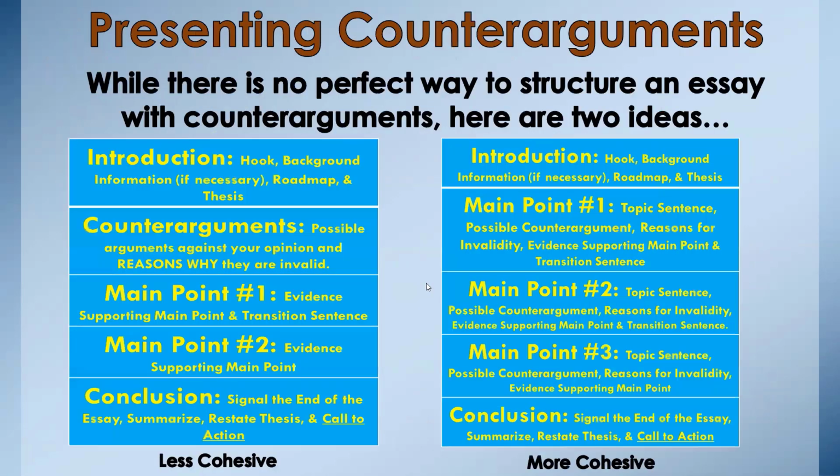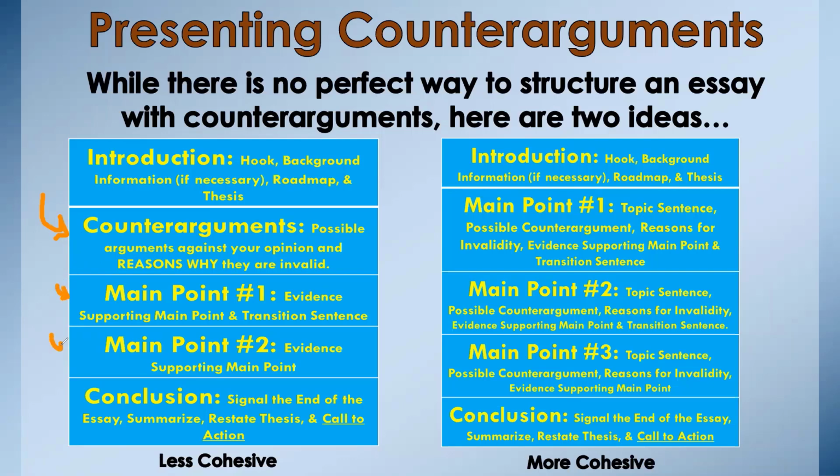So when you're presenting counter arguments, there's no perfect way to do this, and there are a variety of approaches you can take. Here is the first one. You can present all the counter arguments in the first paragraph, and then you can refute them or present reasons why they're invalid. Then you can present your main points.